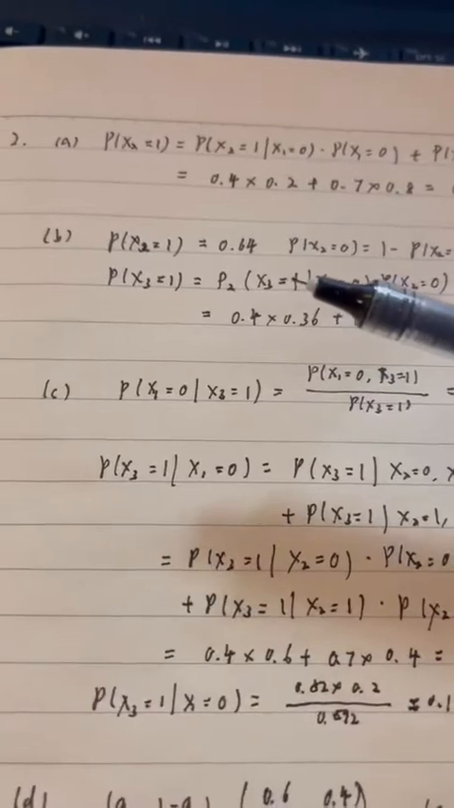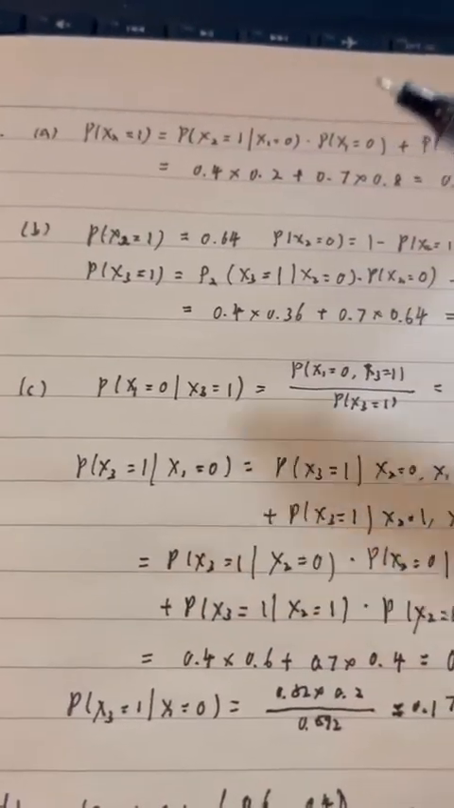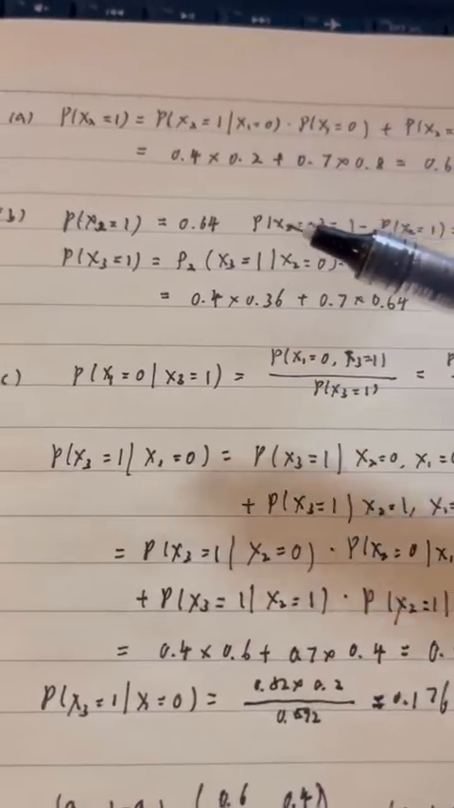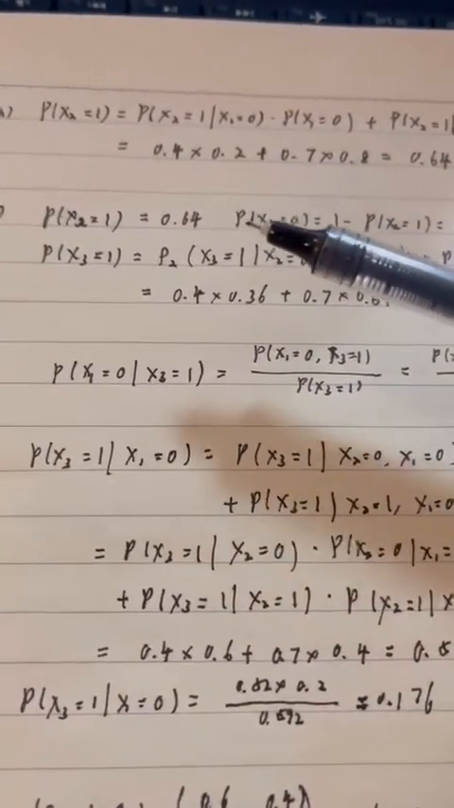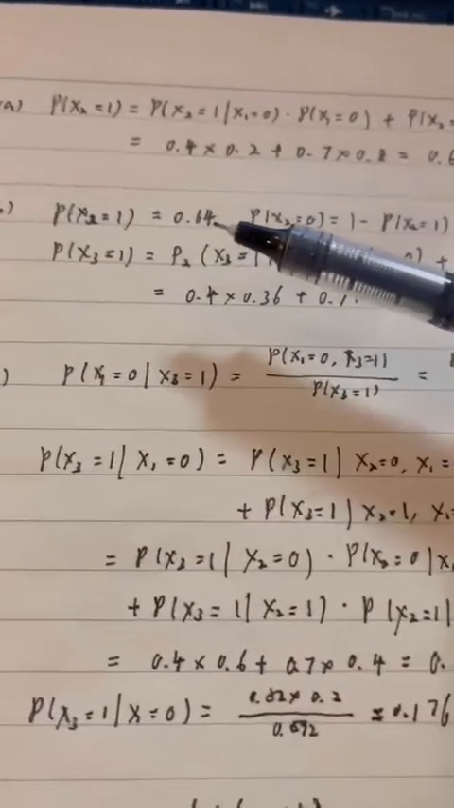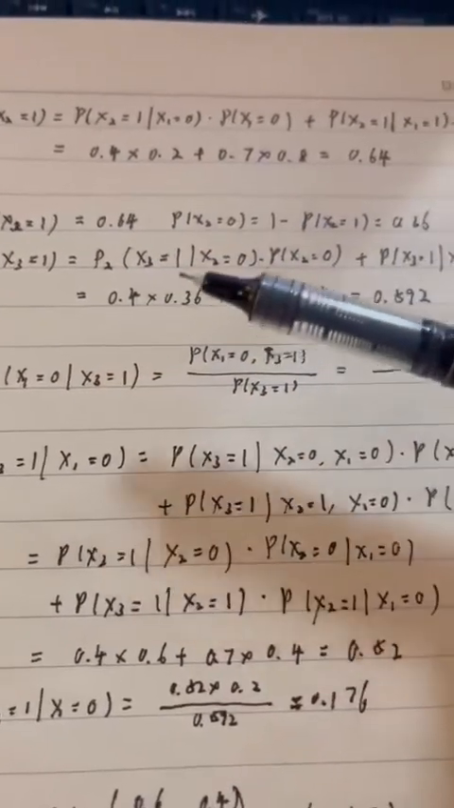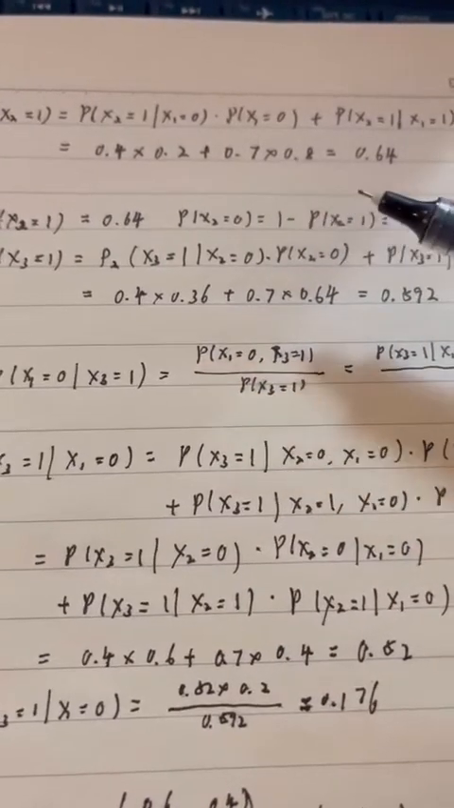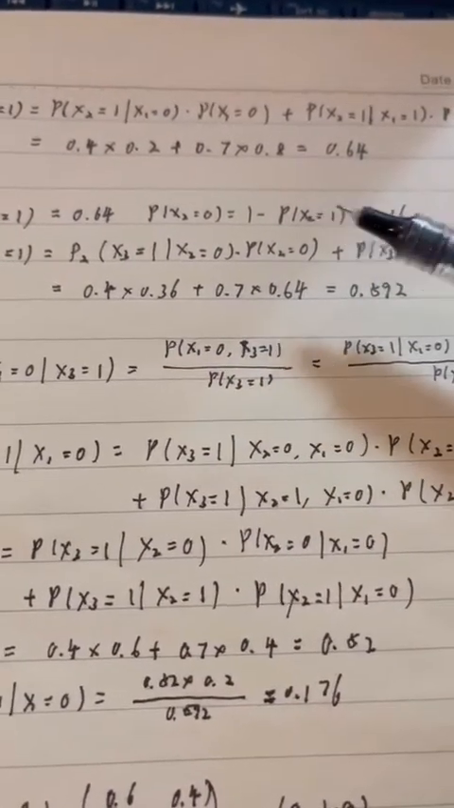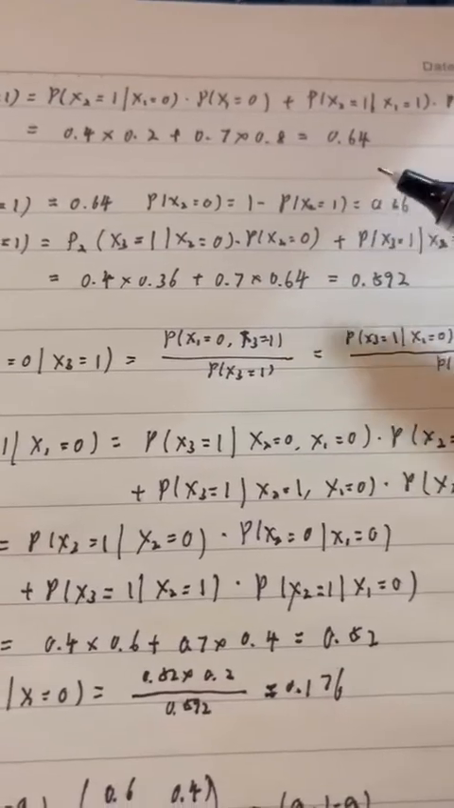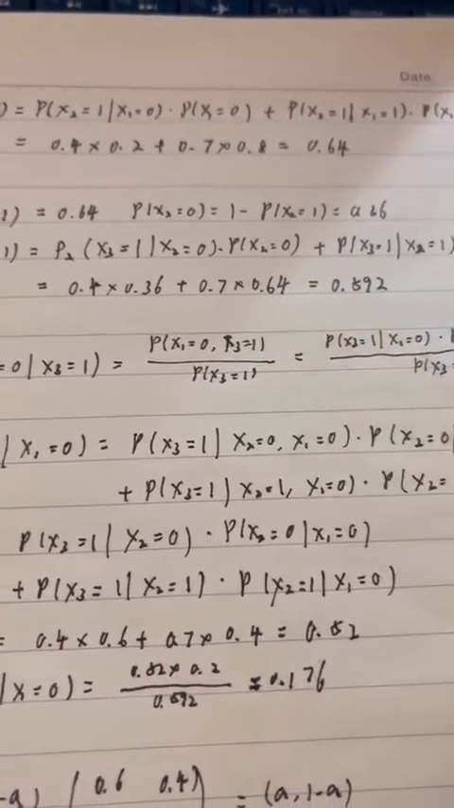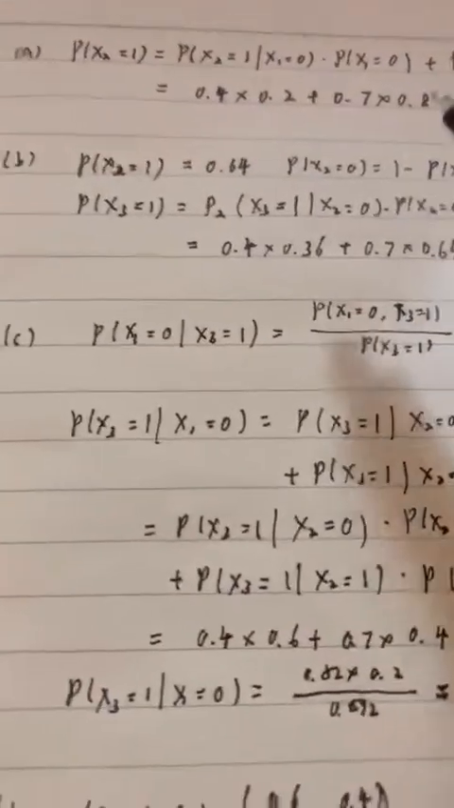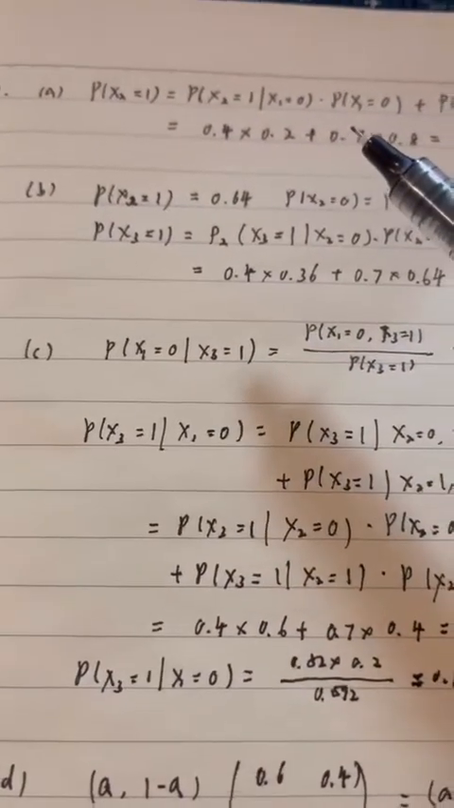And for subproblem B, we use the result of subproblem A. So we got P(x2 = 1) is 0.64, and P(x2 = 0) equals 1 minus P(x2 = 1). So we have it as 0.36. And it tells us to find P(x3 = 1).